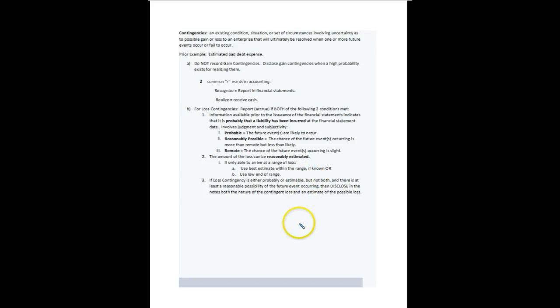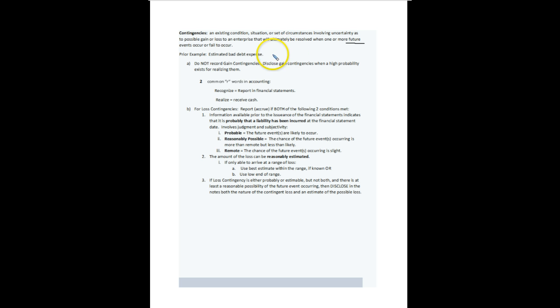The last topic in Chapter 13 focuses on the idea of contingencies in accounting. So let's look at the actual definition. A contingency is when there's an existing condition, situation, or set of circumstances involving uncertainty as to possible gain or loss to an enterprise that will ultimately be resolved when one or more future events occur or fail to occur.